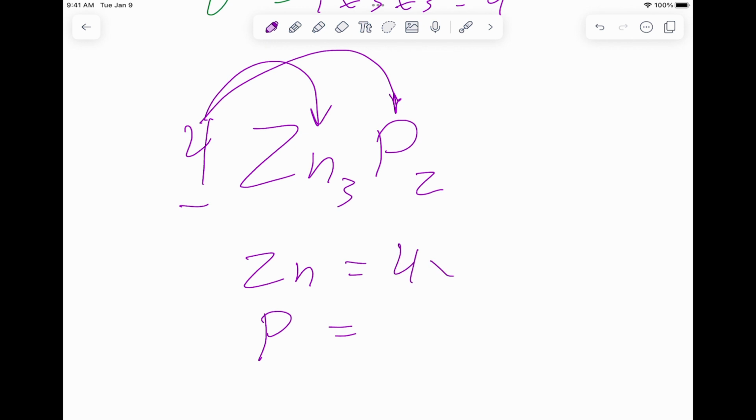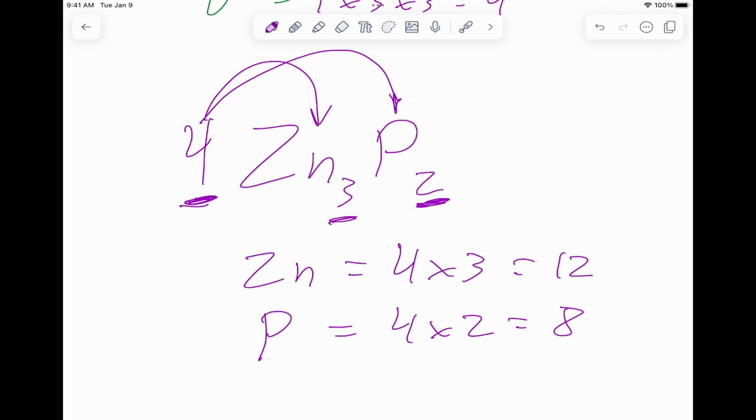So I'm going to go 4 times 3. That 4 times the 3 for the zinc for 12 zincs. I'm going to take 4 times 2 for 8 phosphorus on this. Okay? So that's how we do it.